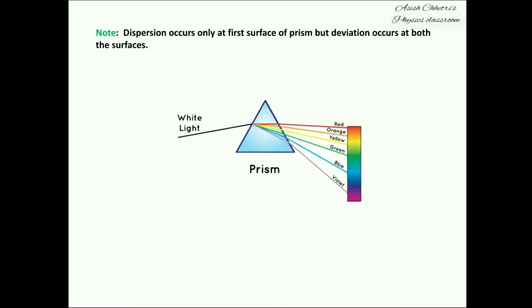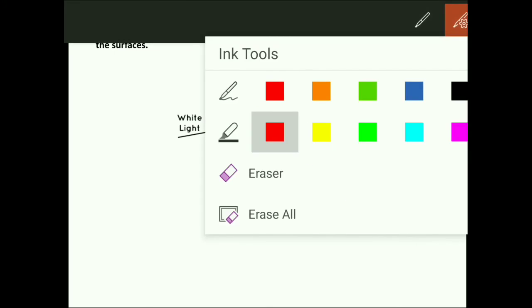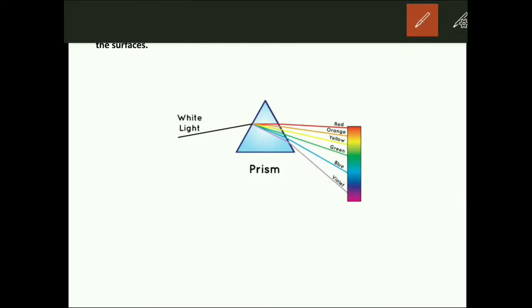Now look at this note. Dispersion occurs only at the first surface of the prism, but deviation occurs at both surfaces. Now what does this mean? Look at this first surface. Out here there is deviation as well as dispersion. White light is getting split from the first surface, isn't it? But when the light reaches the second surface, it is not getting split further.